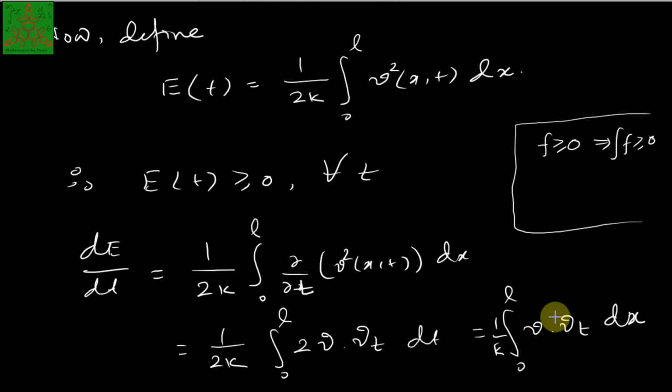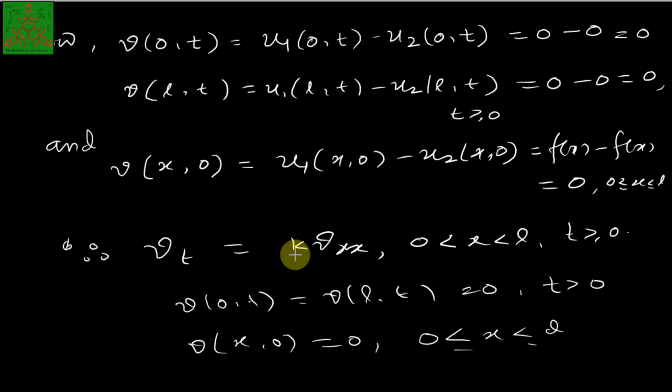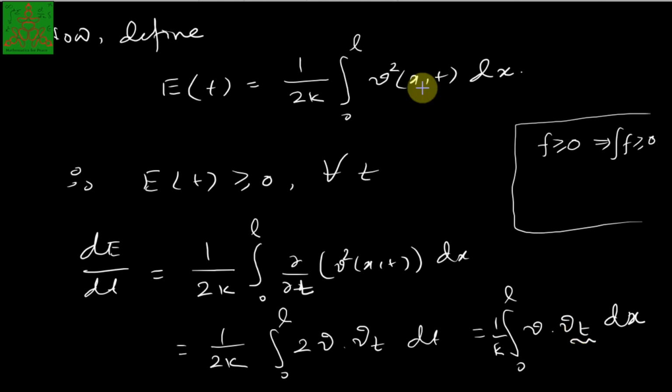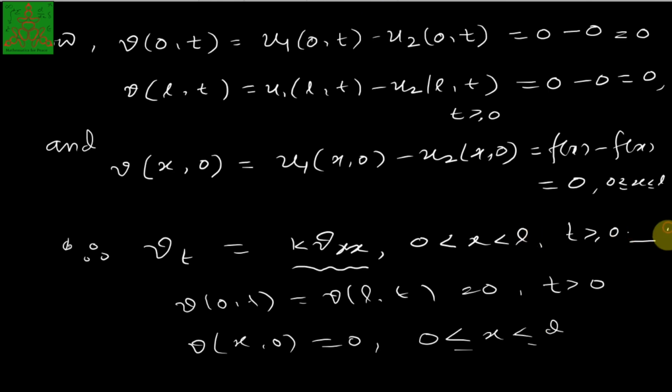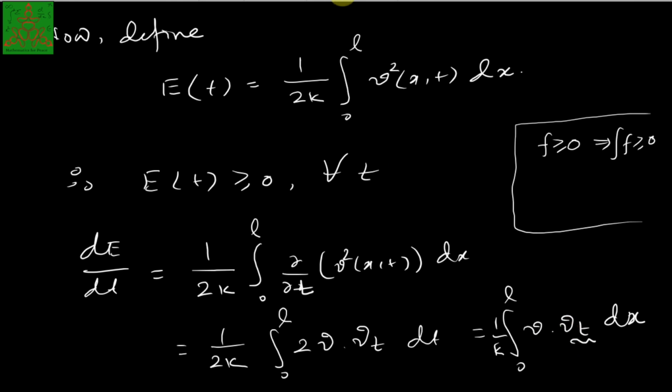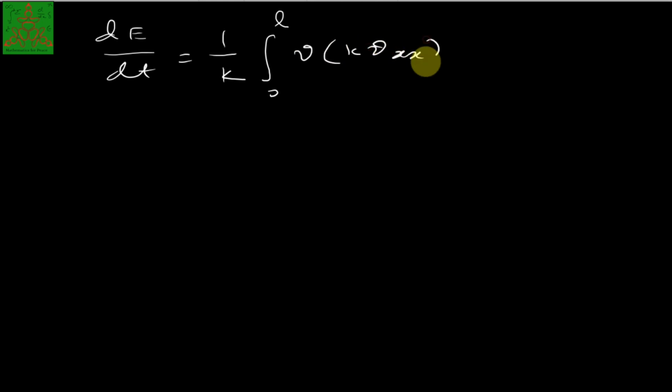Now here the value of vt, due to the equation, is k into vxx. So we'll substitute that value here. I will call this equation number 1. Due to equation 1, we substitute that value, so dE by dt is equal to 1 by k integration from 0 to L v into k vxx dx. This is because of equation 1.